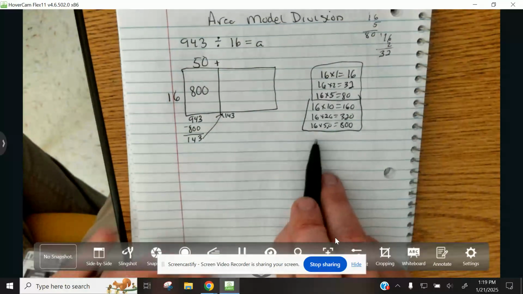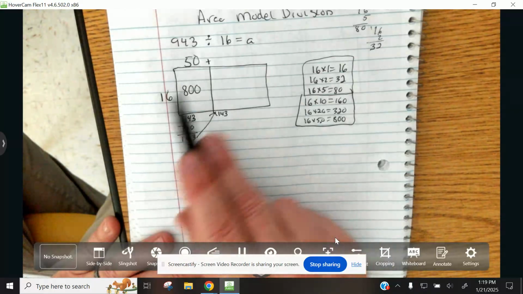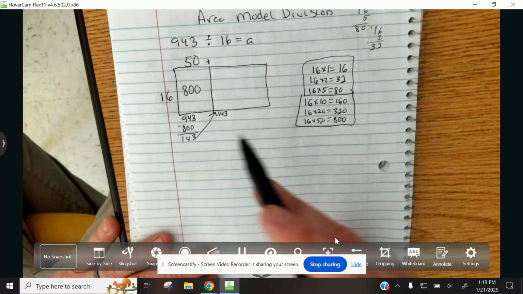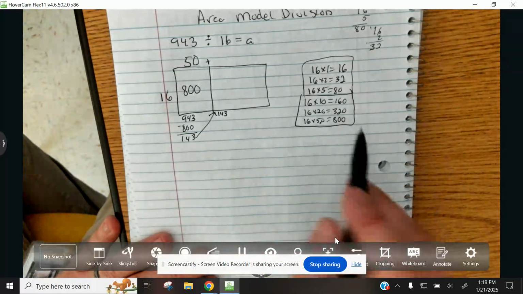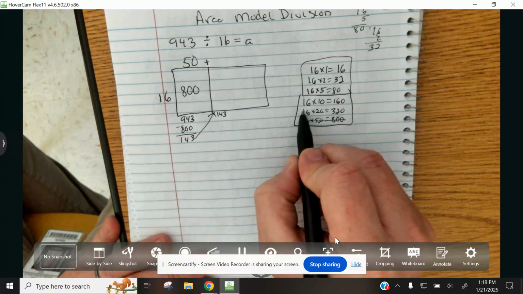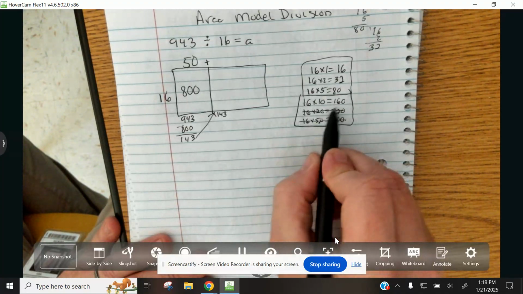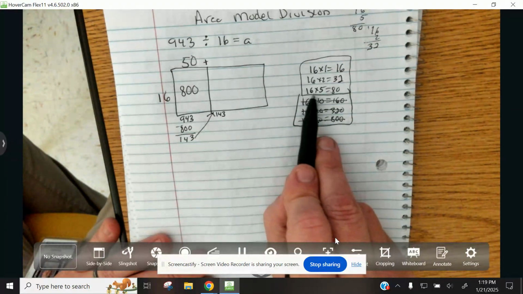Okay, so I'm going to come back to my help box just like I always would. I told you it's the same setup, just the numbers are different. Okay, so now I have 143 left. Can I use 800? Nope. Can I use 120? Nope. Can I use 160? Nope. Can I use 80? Yes. So I know I'm going to do 16 times 5.